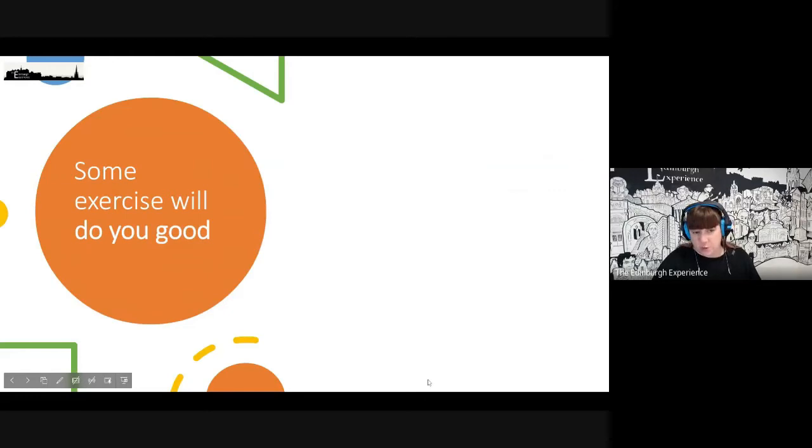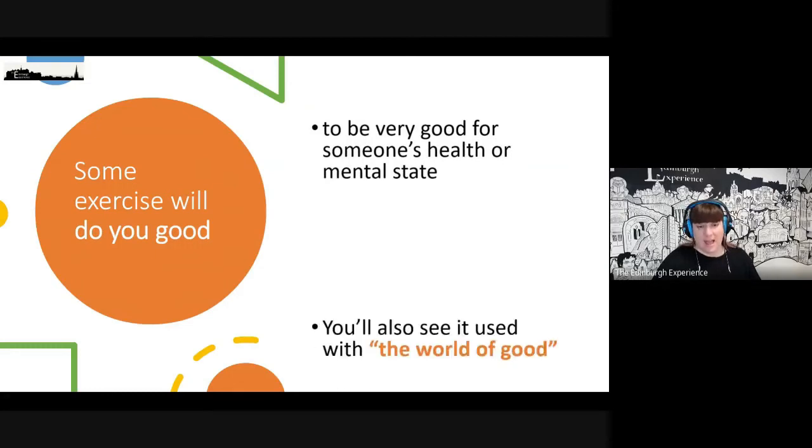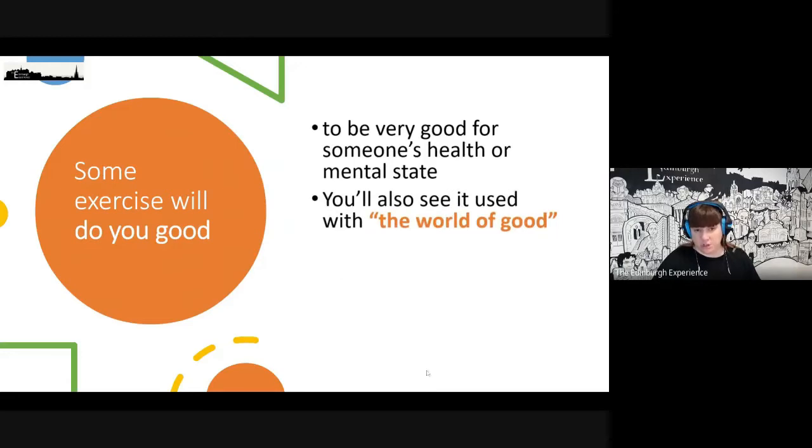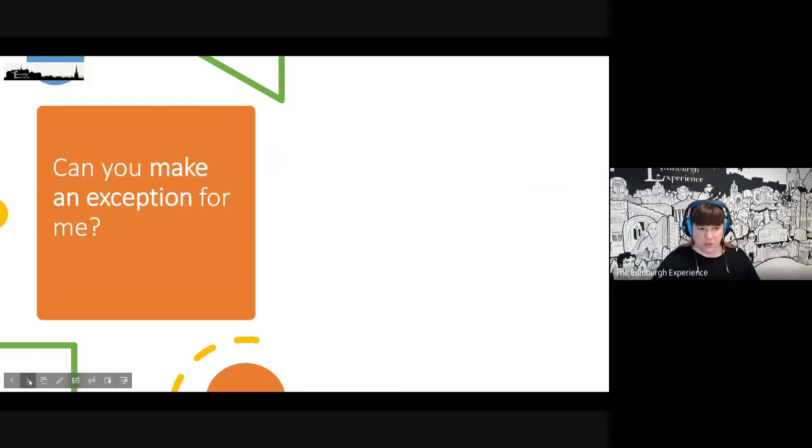The next one is this expression here, some exercise will do you good. So if I say something will do you good, what I mean is that it's going to be good for your health or your mental state. And we'll quite often see that expression with the world or a world of good as well. Yeah. So it would read like going on holiday will do her the world of good, or will do her a world of good. It's a very common expression too. Really nice expression to use there.